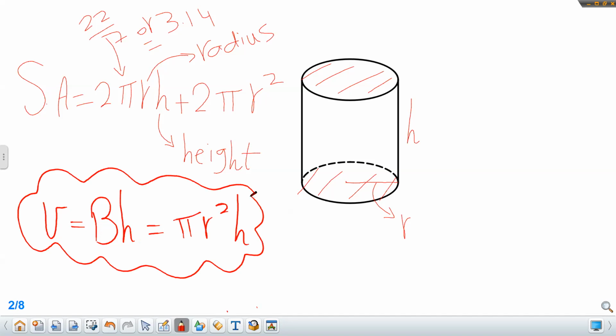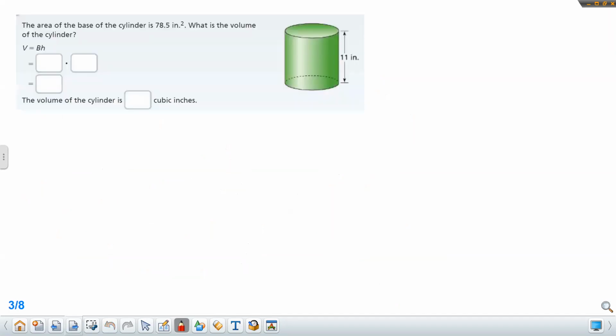And you know that the circumference of a circle equals 2 pi r, but the area of a circle equals pi r square. So finally we can say surface area of the cylinder equals 2 pi r height plus 2 pi r square, and volume equals base area times height or pi r square height. Okay, some exercises on it.